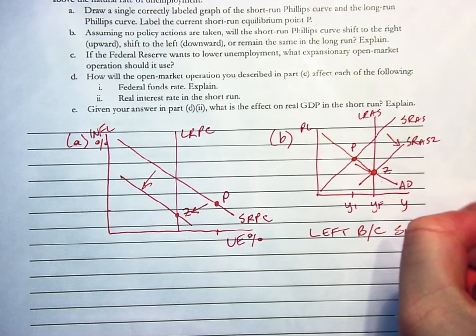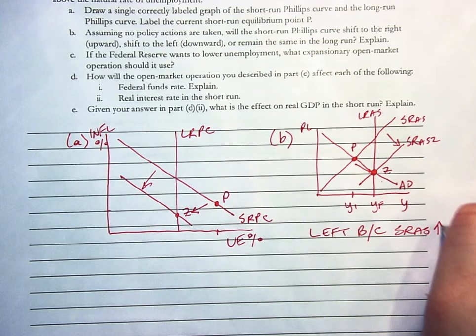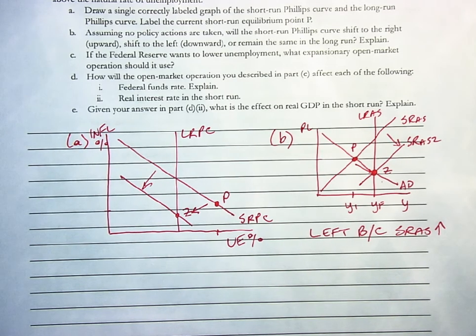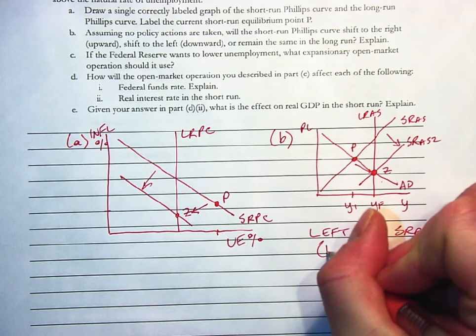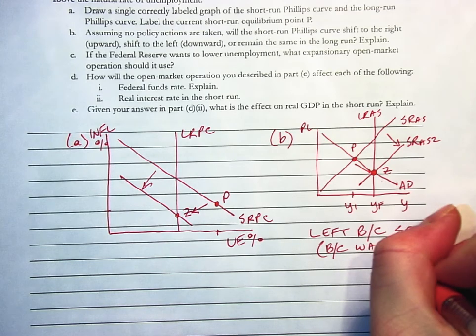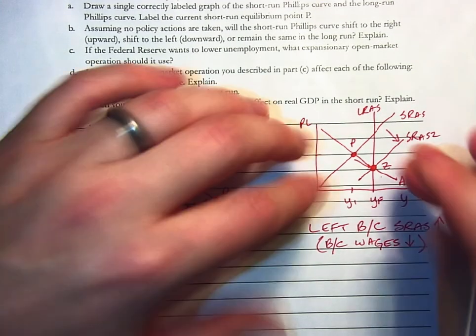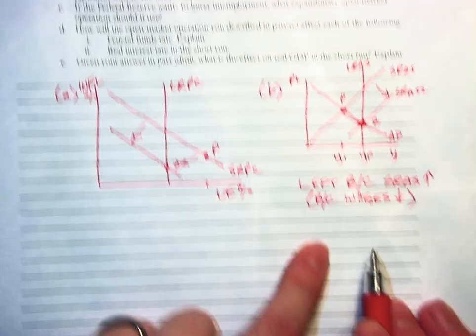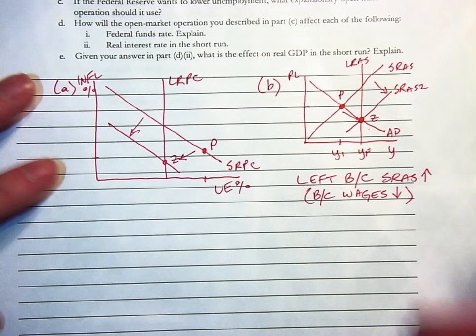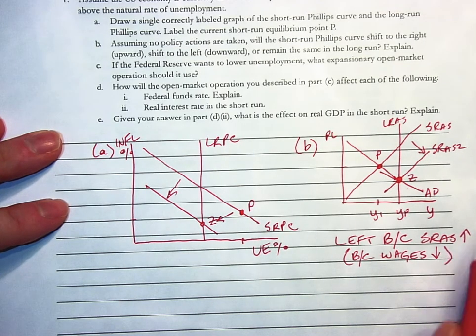because SRAS increased. That's all you have to say. And if you want to, you can say because wages decreased. That's all. You don't have to do all this other stuff. You could just say it shifts left because SRAS increases, or shifts to the right. The SRAS shifts to the right.